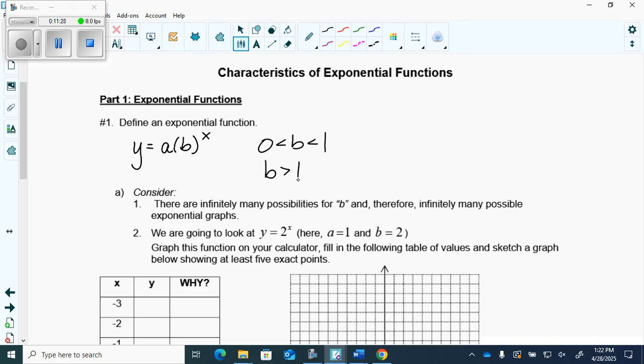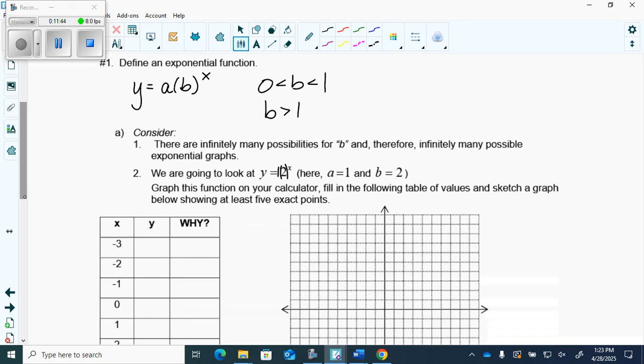So we're going to look at y equals 2 to the x. And if it's in this format, we still have an a. The a just happens to be a 1 in front. 1 times 2 to the x. Correct? That's the only difference. We've got that 1 sitting in front. All right. Let's look at the graph of it.